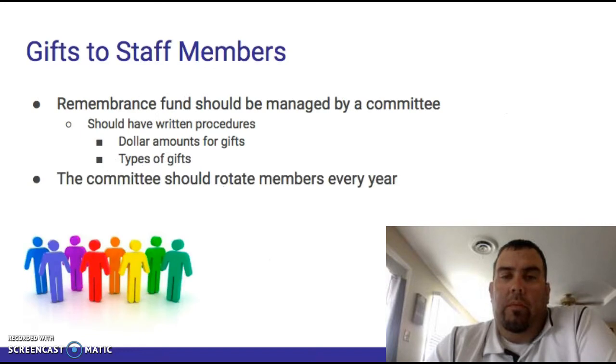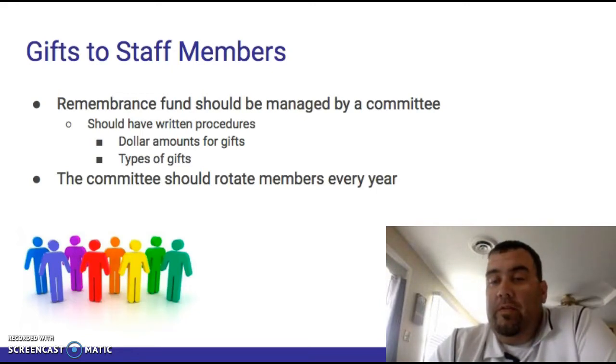Gifts to staff members from remembrance funds should be managed by a committee. I mentioned that earlier, but I'll hit on it a little bit more. That committee needs to have written procedures, like dollar amounts per gift. One of the reasons you want to do that is, I don't think anybody would ever do it intentionally, but if you send a $40 flower arrangement to one staff member's family and a $20 arrangement to another staff member's family, and staff members can see the difference in the arrangements, it could hurt feelings or really upset staff members, and that's not worth doing.